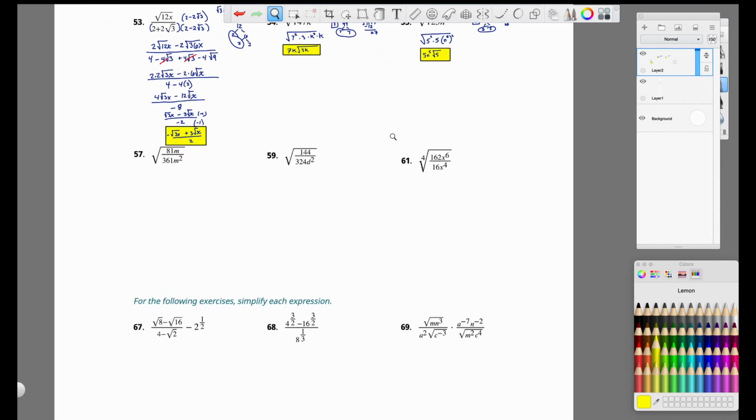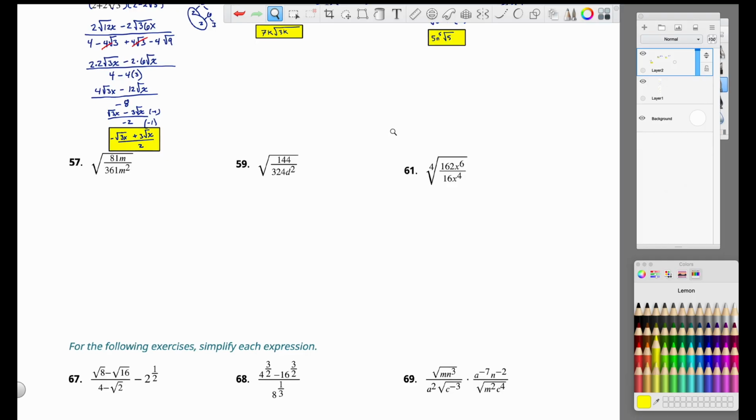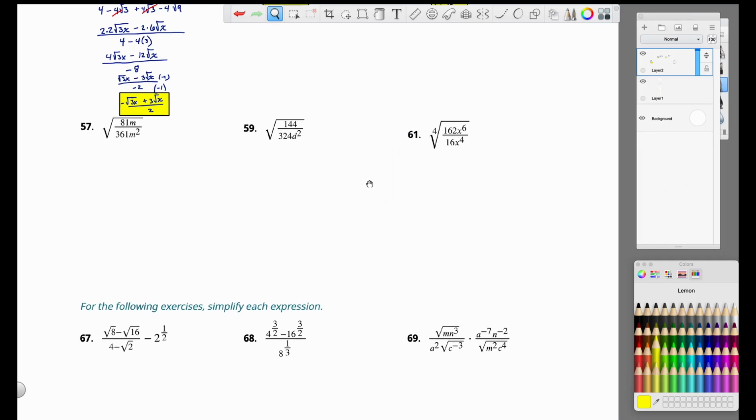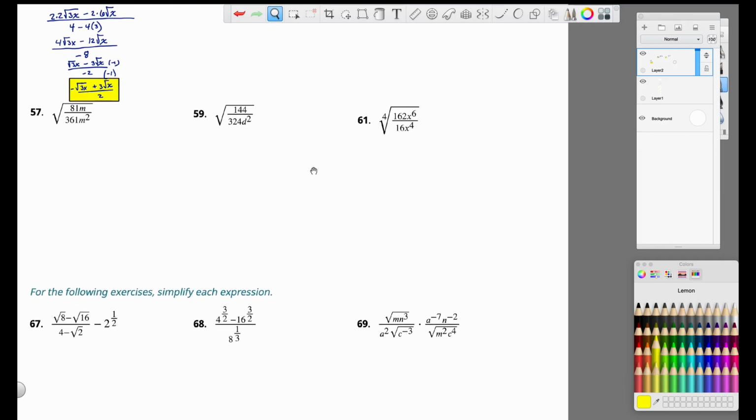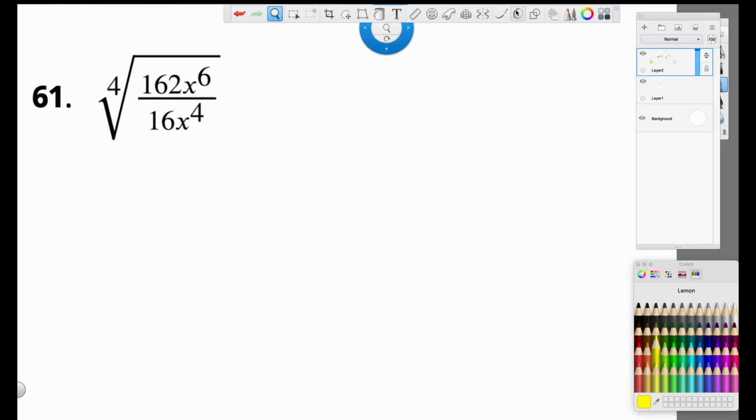All right, cooking along here. What do I want to do now? How about we look at 61? Just skip ahead here because this one's a little bit different.